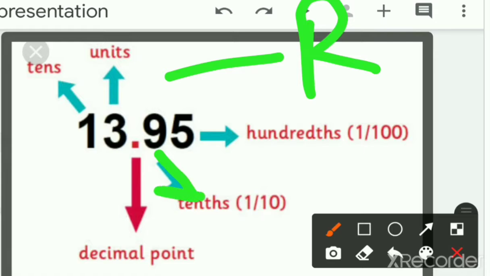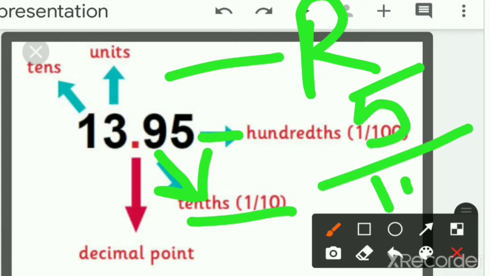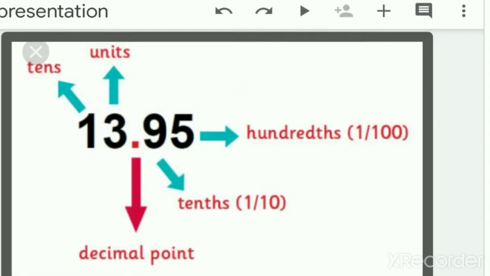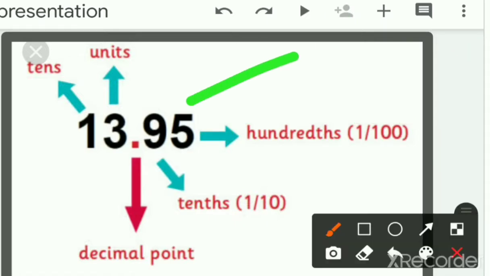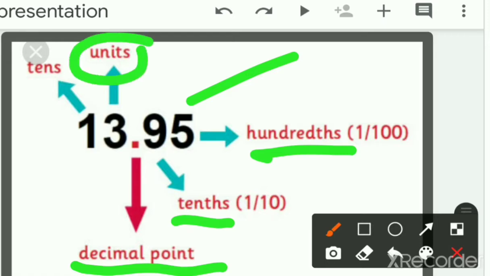9 is having which place? 9 is having tenths place. And 5 is having which place? 5 is having hundredths place. It means 5 is getting divided by 100. You will write HUNDRED, then THS, hundredths place. 9 will be having tenths place. And this is the decimal point here. And 3 is having units, like ones. And 1 is having tens place.